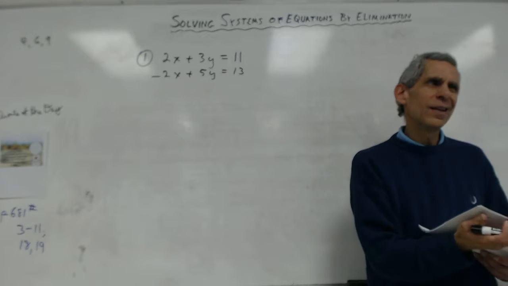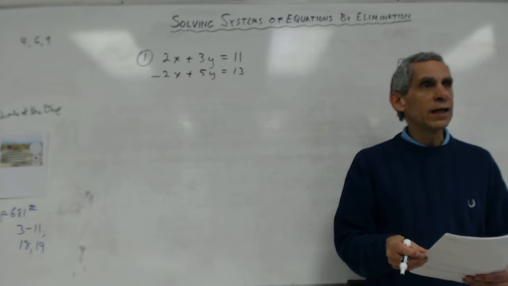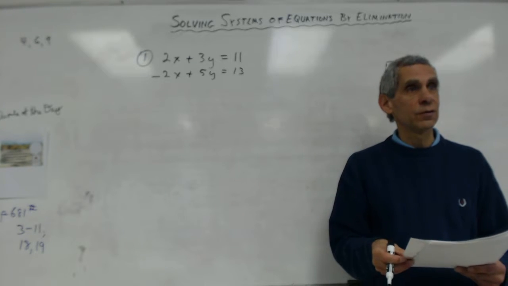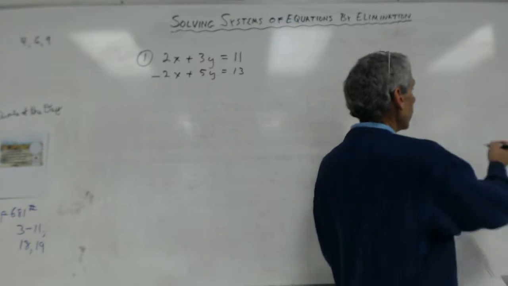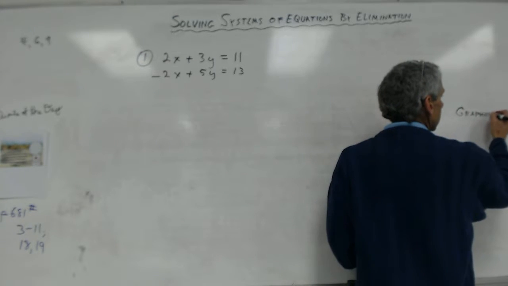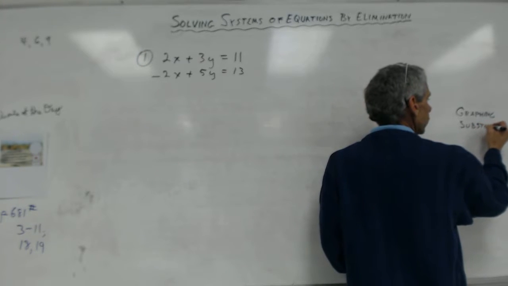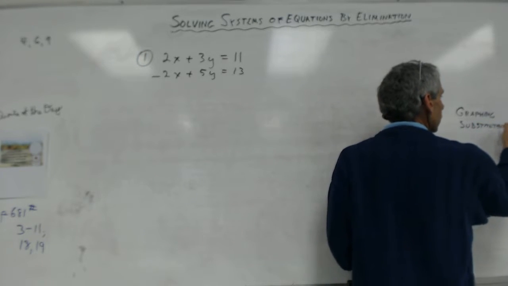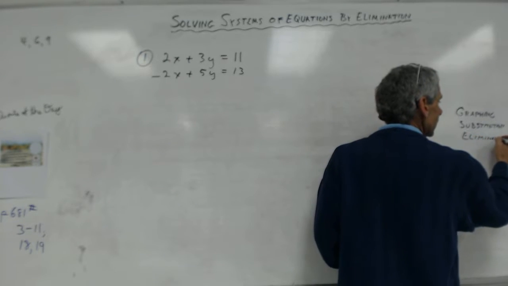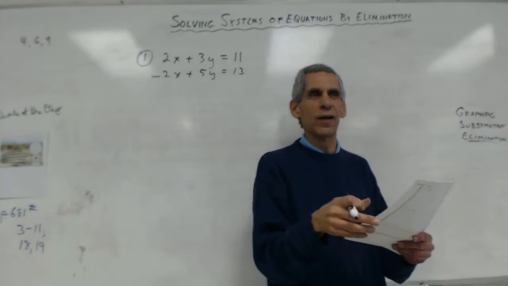I mentioned, I think in the last lecture or two lectures ago, that there are three ways that we're going to learn to solve systems of equations. The first one was by graphing, right? The second one was by an algebraic method called substitution, which you guys all now know. And the third way is called elimination. It's the terminator method, right? You get rid of it.